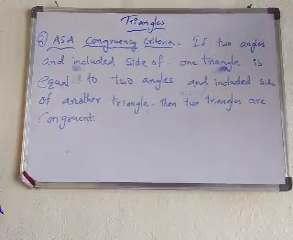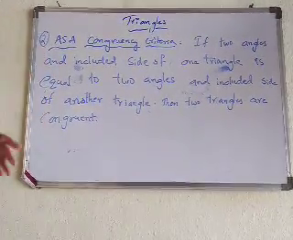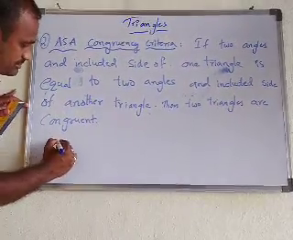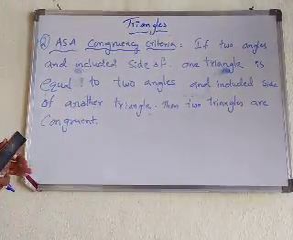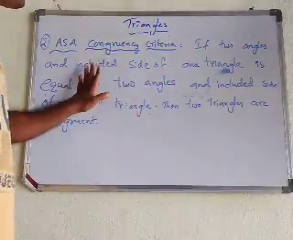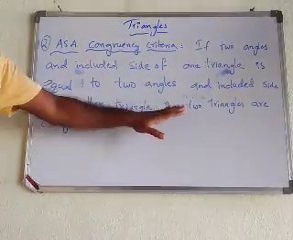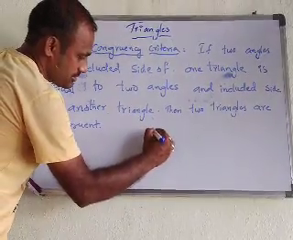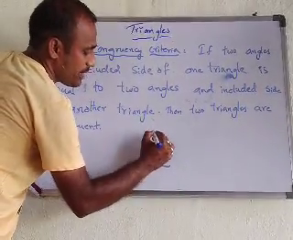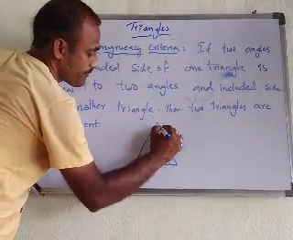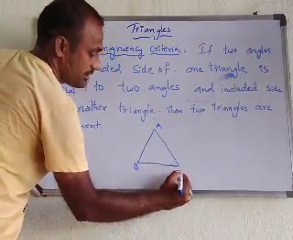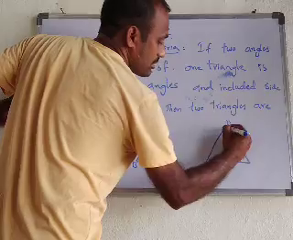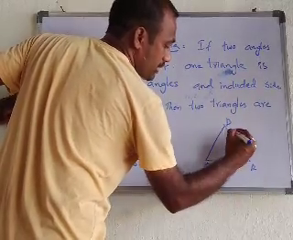Okay. Now let us start proving this theorem, angle side angle criteria. Let us take two triangles for proving this. It is given in the statement that two angles and included side are equal, and we need to prove that the two triangles are congruent. So let us take two figures: triangle ABC and triangle PQR.